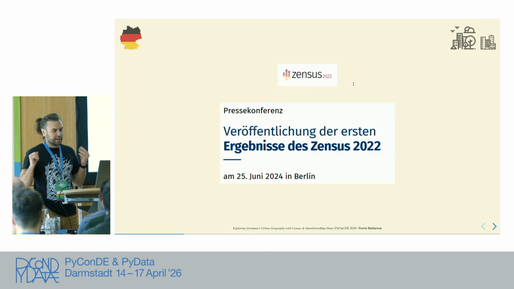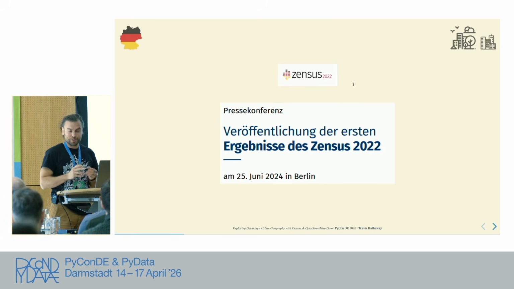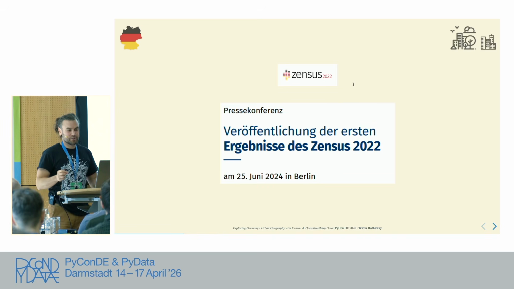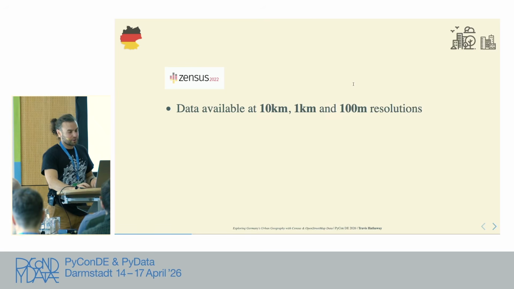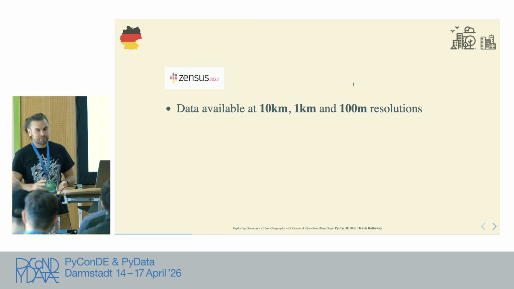As I said in the intro, we were going to be using census data, and something wonderful happened in the year 2024 on the 15th of June. The country of Germany and their statistics office published the Census 2022 dataset. This is a wonderful dataset that includes data available at 10 kilometer, 1 kilometer, and 100 meter resolutions.